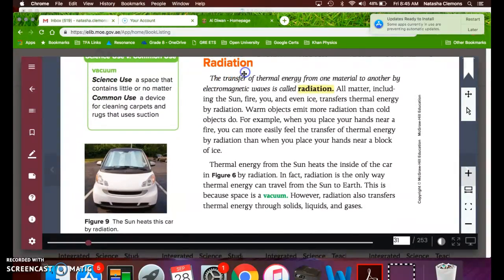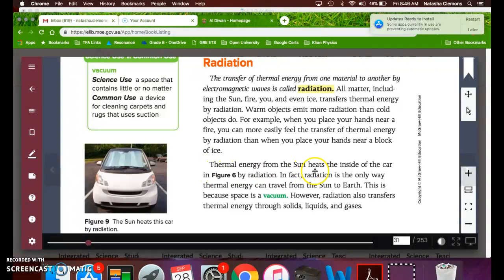Radiation. The transfer of thermal energy from one material to another by electromagnetic waves is called radiation. All matter, including the sun, fire, and you, and even ice, transfers thermal energy by radiation. Warm objects emit, means give off, more radiation than cold objects do. For example, when you place your hands near a fire, you can more easily feel the transfer of thermal energy by radiation than when you place your hands near a block of ice.